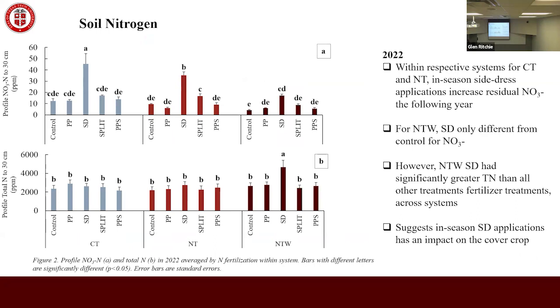And you see the same trend here if you look overall at the systems: much greater nitrate in the conventional system, especially for the side dress treatments compared to the no-till, and a really big reduction in the no-till wheat system. And then this one's always really interesting to me. Everything else is the same except for the side dress application in the no-till wheat system. So to me, that suggests that those side dress applications in the no-till wheat system are probably affecting the cover crop somehow.